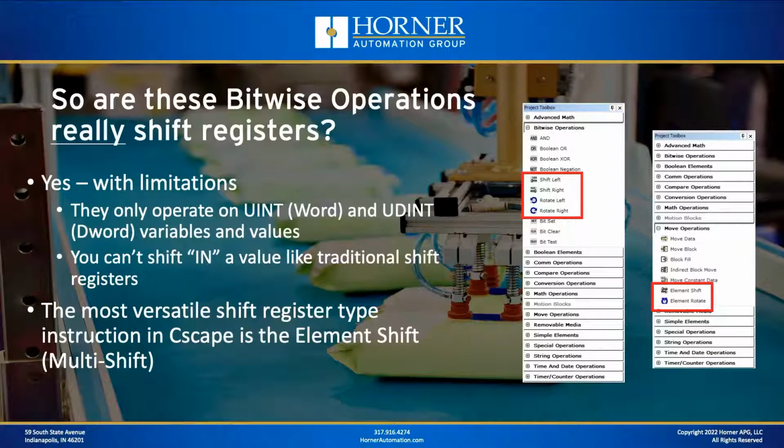So that's a limitation. Also, you can't shift in a value like a traditional shift register. You know, you're shifting in a 0 in the case of the shift left and the shift right. You're not shifting in a variable, for instance. And so what's that all about? Well, basically what it means is with the OCS, you have a couple of additional instructions we're going to talk about that probably have the characteristics that a lot of you are used to with your other PLCs. And those would be the element shift, which we often call the multi-shift function.